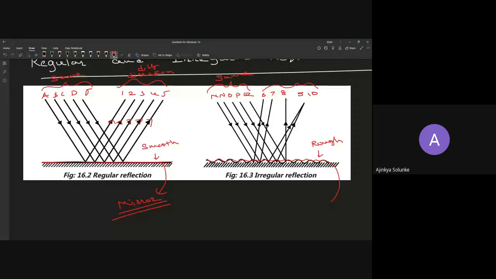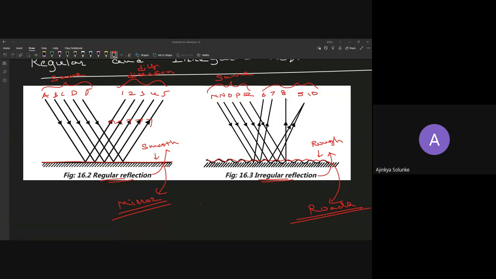Can you give me some example for rough? Anything which is a rough surface. What do you think about roads? Is a road a perfect example for rough, particularly roads in bad condition? So that means irregular reflection happens in which kind of surfaces? Rough surfaces. And regular reflection happens in smooth surfaces.